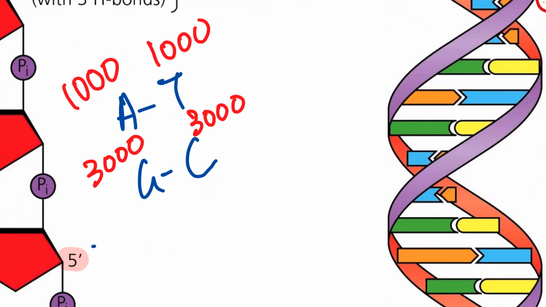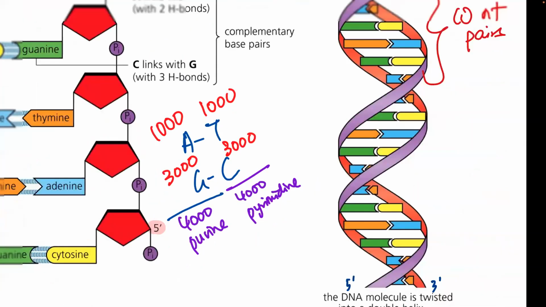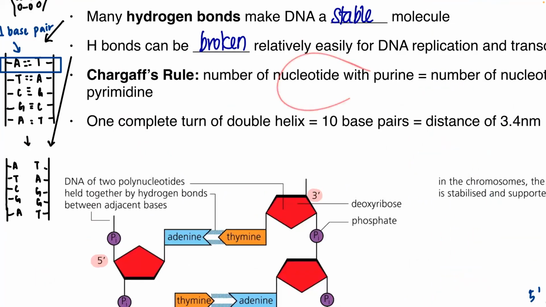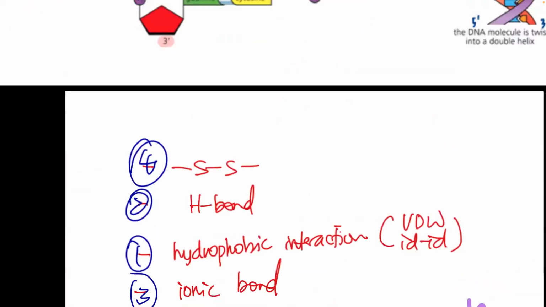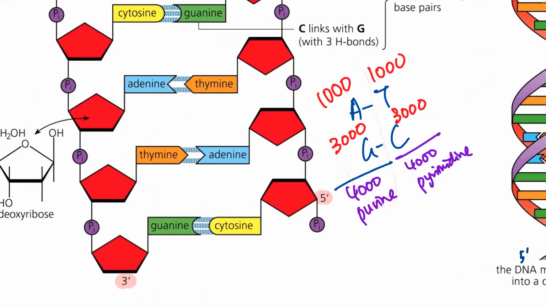If you look at this, these two are the purines. So I will have 4000 purine and you have 4000 pyrimidine. So that's what we mean by Chargaff's rule. Your number of purine and number of pyrimidine will always be the same, whatever the identity, whether it is A and G or T and C, but the total number of purine will be equal to the total number of pyrimidine.